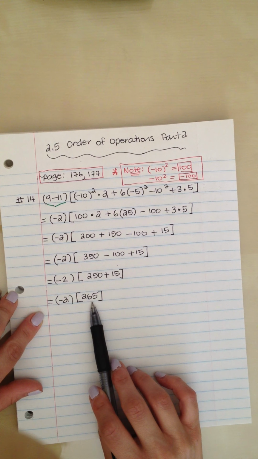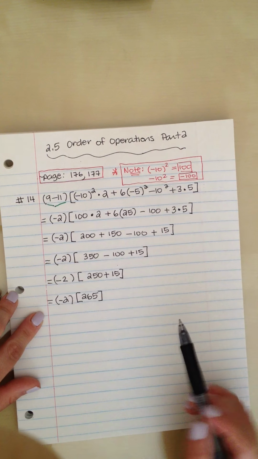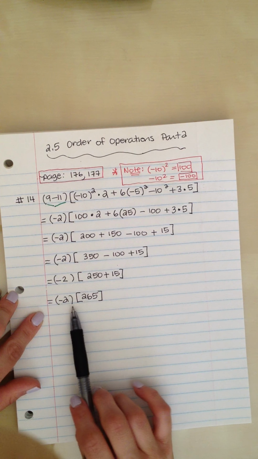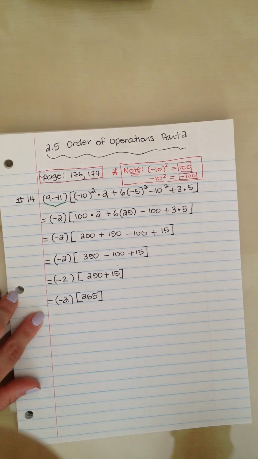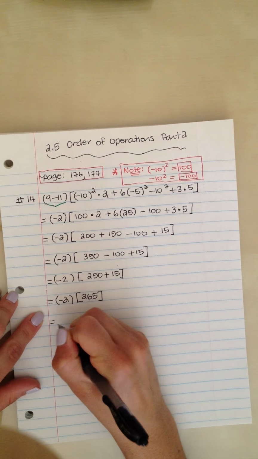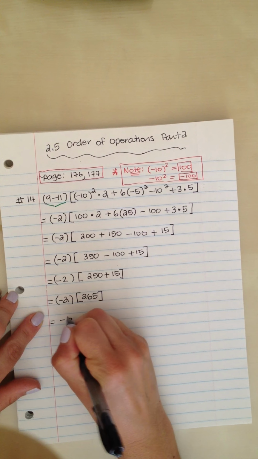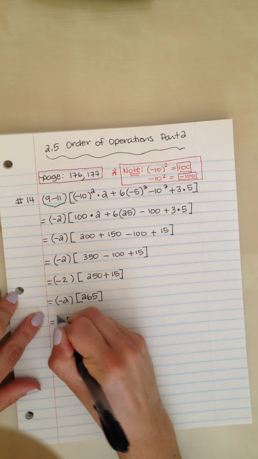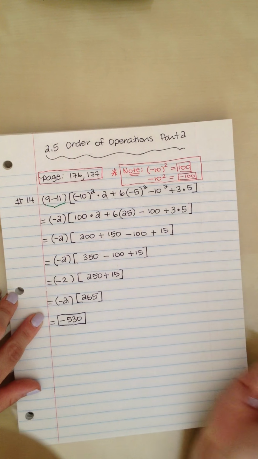Okay, so now your very last step, after I have simplified what's inside of my brackets and I got down to one number, the last thing we're going to do here is multiply. Negative 2 times 265, we get our final answer, negative 530. And that's it. So we're done.